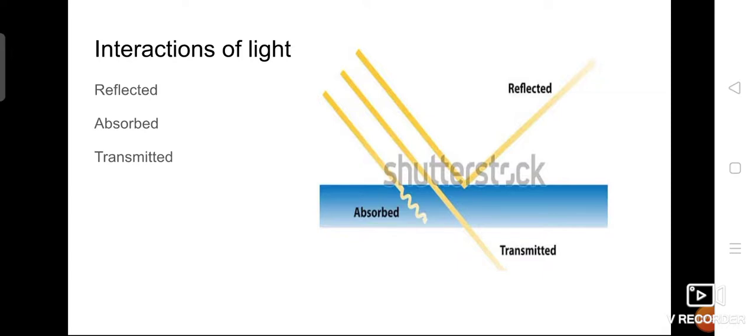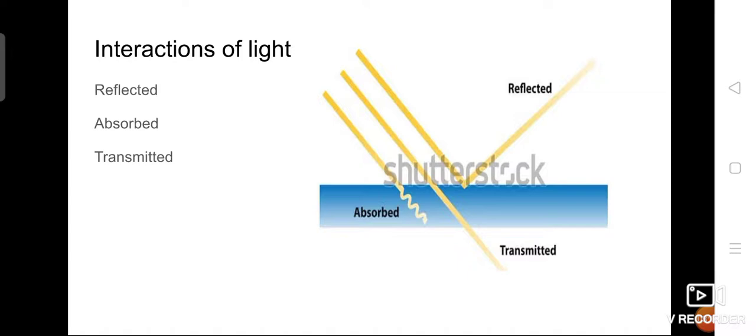I repeat, when the light falls on an object, what are the possibilities? The light may be reflected, or it may be absorbed by the object, or it may be transmitted through the object. Okay, so these are the three things. Out of these three, any one will happen. The light that passes through the object completely is transmitted. So these are the only three possible interactions of light when it falls on an object.